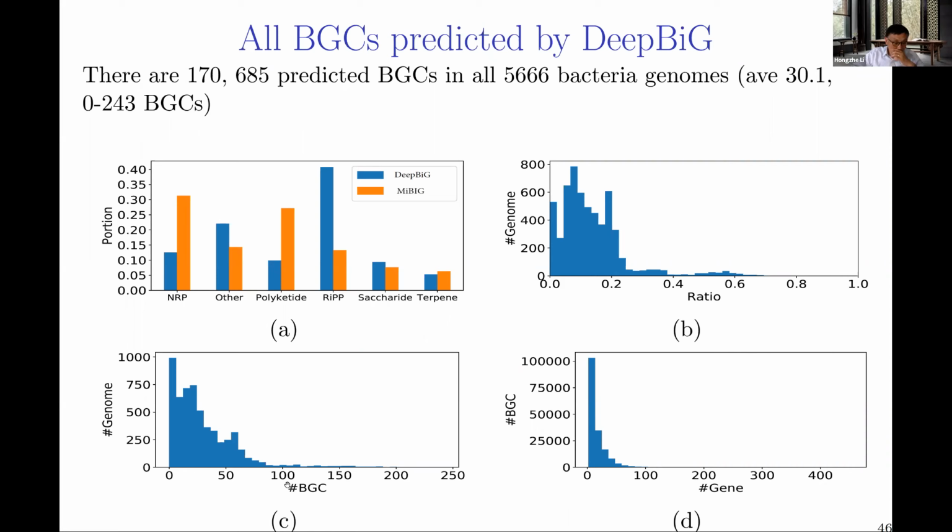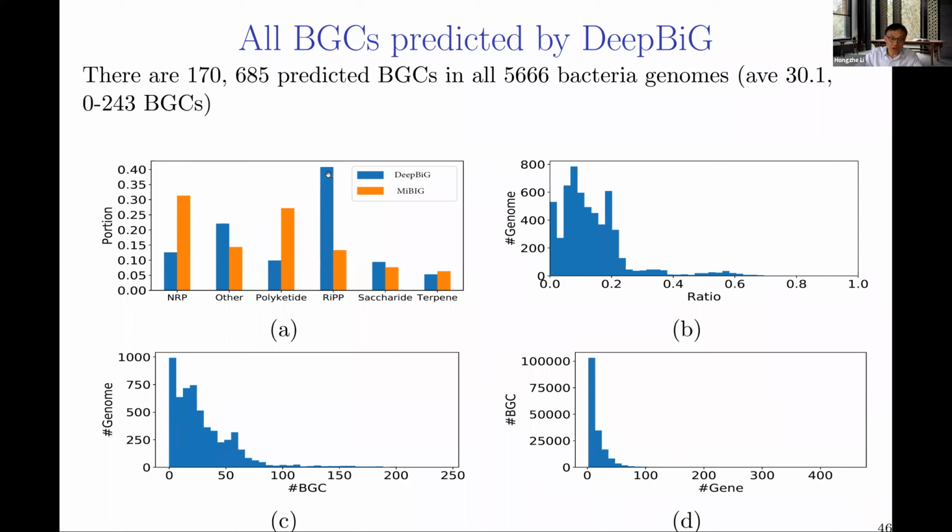And this plot basically shows, for each genome, how many BGCs. I already mentioned the average is about 30. Some genomes have like 243, and some genomes have 0. We didn't make any prediction for some of the genomes. The last plot is a histogram of how many genes. You see most of the predicted BGCs have a rather small number of genes, like 3 or 4 genes.